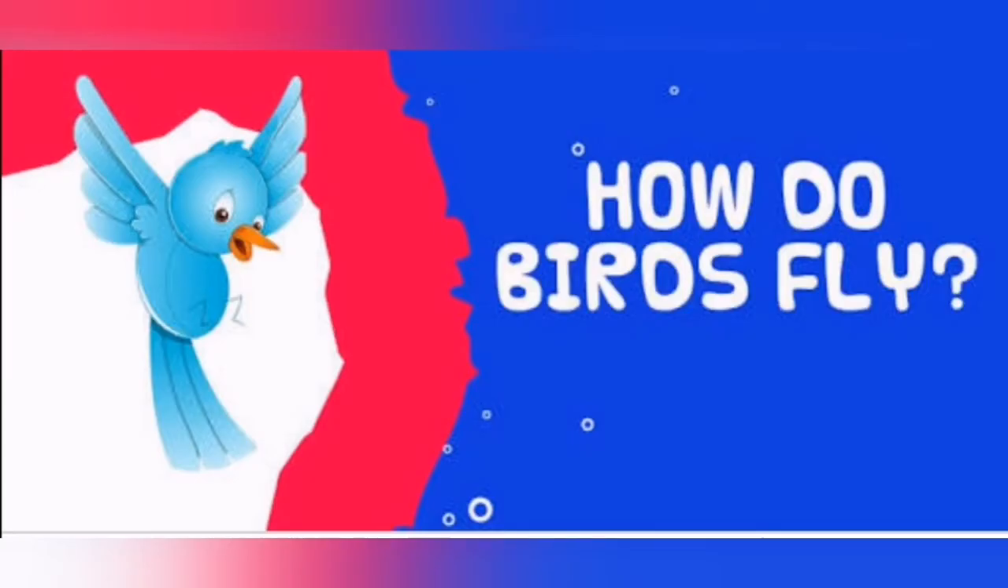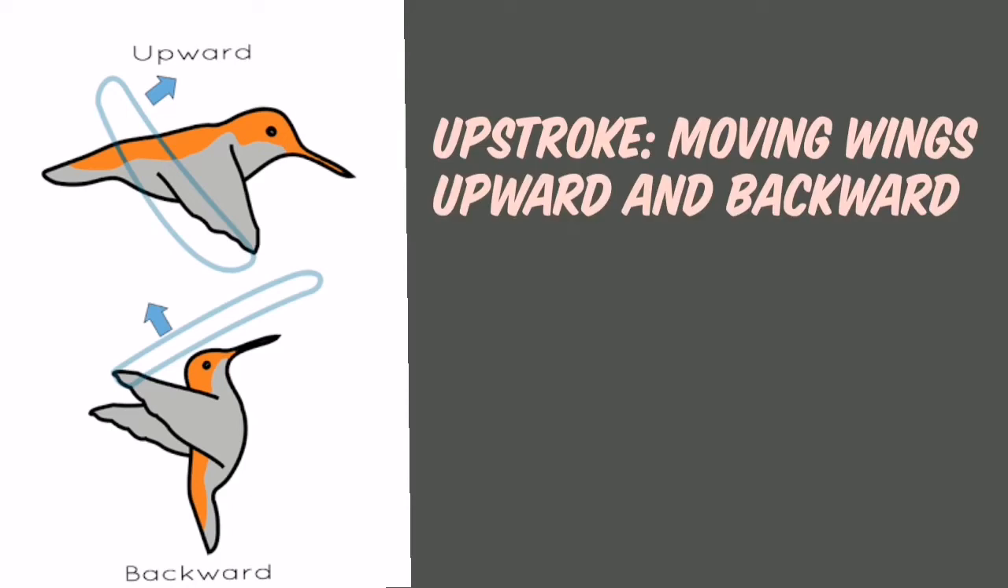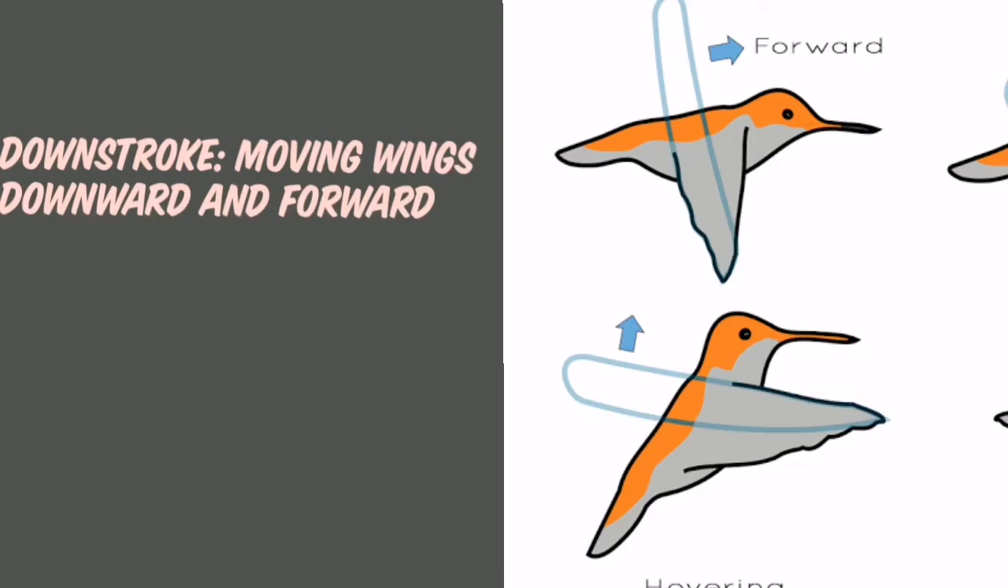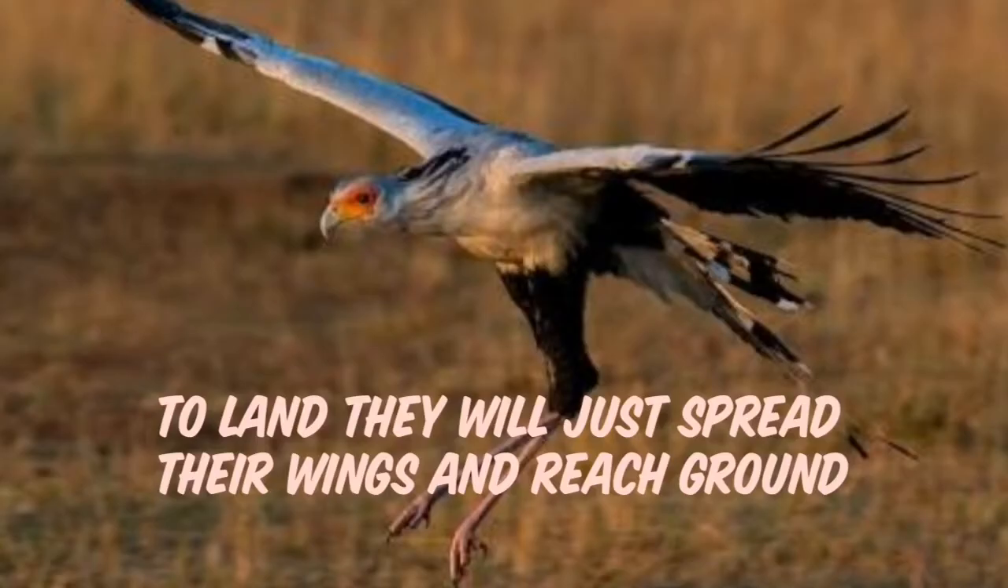Next, how do birds fly? When they want to fly, they first flap their wings and they perform two strokes. What are they? Upstroke and downstroke. Upstroke means moving the wings upward and backward. Downstroke means moving the wings downward and forward. When they reach the desired height, they will stop flapping and simply glide through the air. And when they want to get down, they will spread their wings, stop flying and land on the tree.